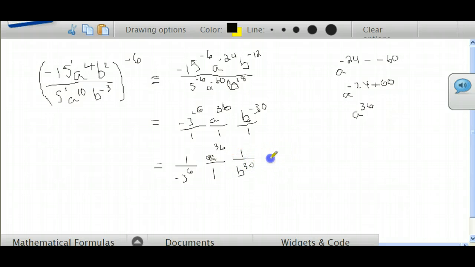When you put it all together, this is what it looks like in one piece. The ones you can erase. So you're just going to have a to the 36 on top, and on the bottom you're going to have negative 3 to the 6, which you can multiply out if you want or just leave like that, and b to the 30. This is a negative 3 to the 6, that negative 3 right there.